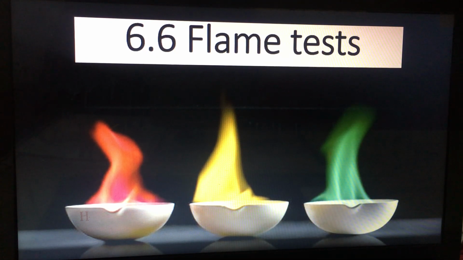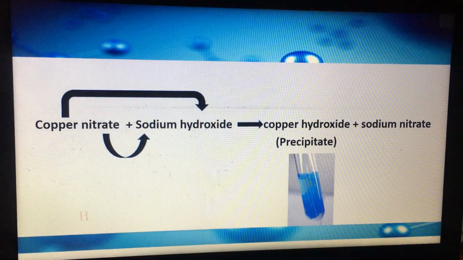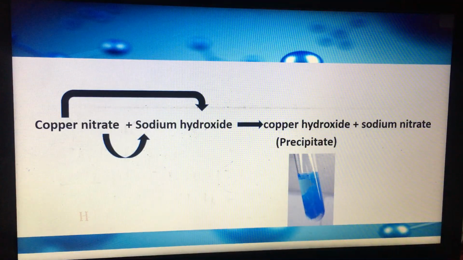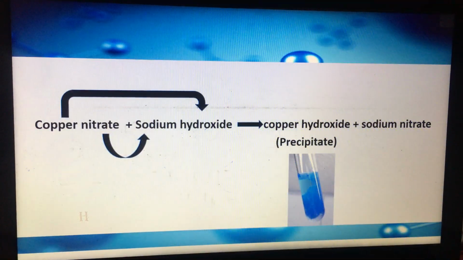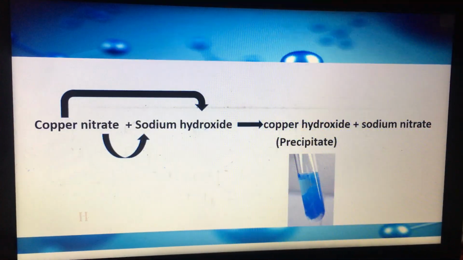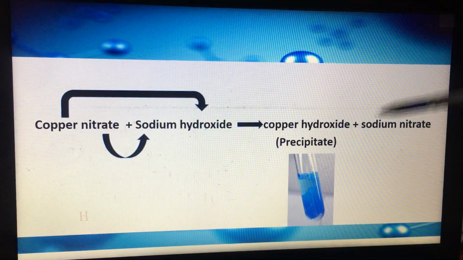Today we are going to test metals by using an unusual method. In the previous lesson, we used precipitation reactions with sodium hydroxide to identify some metals. For example, we reacted copper nitrate with sodium hydroxide to produce a light blue precipitate, which is copper hydroxide.